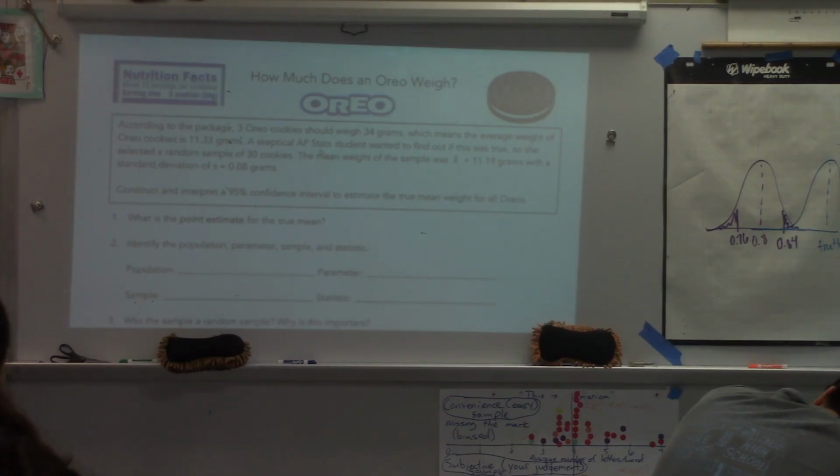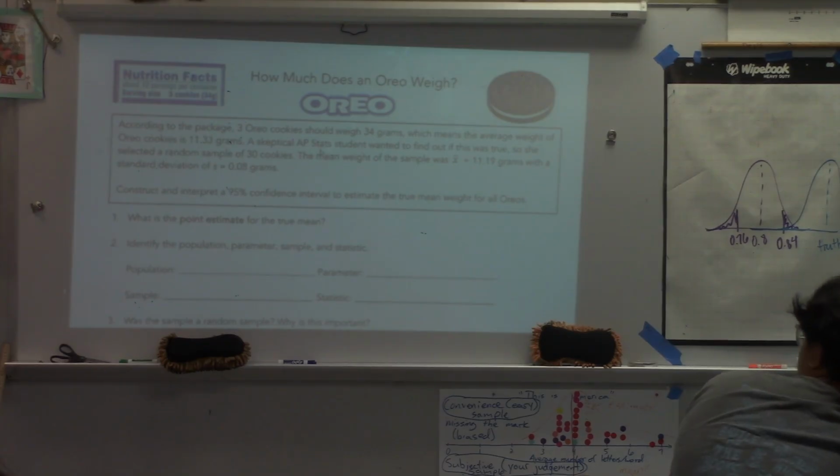So we got this package. 3 Oreo cookies should weigh 34 grams. We have an average weight of 11.33 grams. A skeptical AP Stat student wants to find out if this is true, so she selected a random sample of 30 cookies. The mean weight of the sample is 11.19 grams with a standard deviation of 0.08. Construct and interpret a 95% confidence interval. First things first, I gotta point this out. Why in the world, what numbers jump out at you as being an interesting choice?